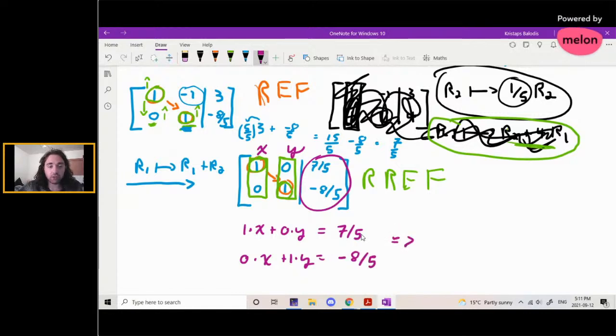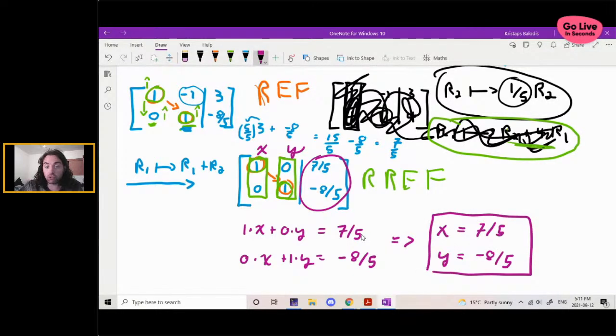But writing this less stupidly, 1 times x is x. 0 times x is 0. So this is just x equal to 7 over 5. And y is equal to minus 8 over 5. And now we have our solution. In this case, there's only one solution. We just figured out we're forced to have x equal to this number and y equal to this number and no others.